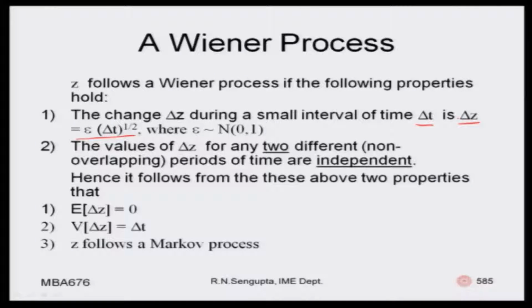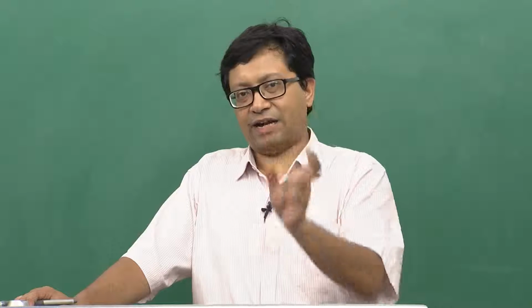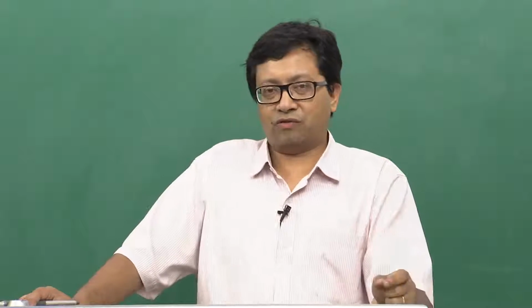The values of delta Z for any two different non-overlapping periods would be independent. If you remember, the differences of the values of a random variable, if they are IID from time to time, then obviously they would have a distribution.